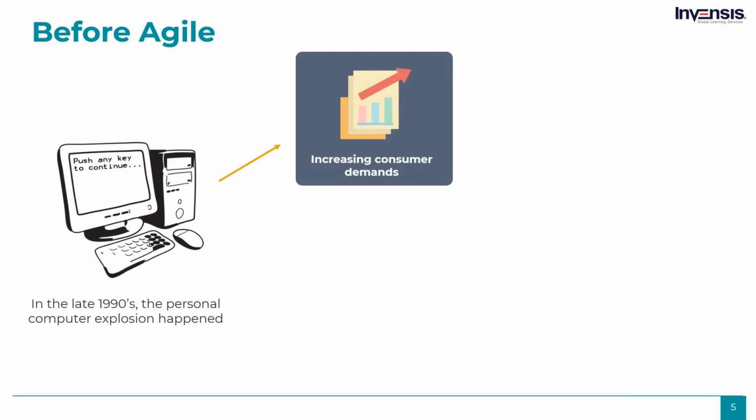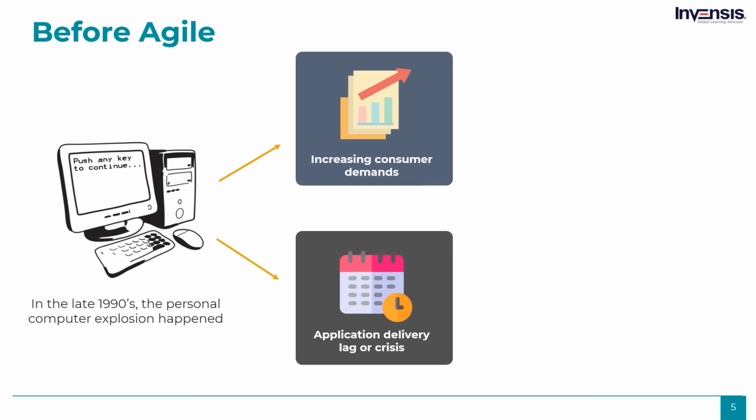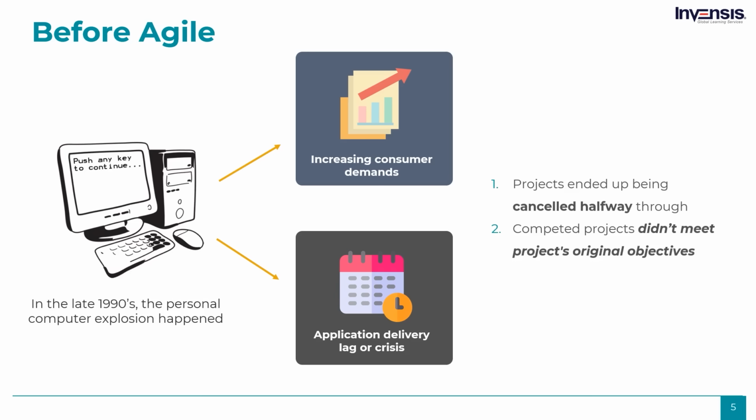The explosion of personal computing meant that product and software development had to undergo changes to meet the increasing consumer demands. Software development faced a bit of a crisis, known as the application development crisis or application delivery lag. Industry experts of that time estimated a 3 years time gap between a business need and actual application. Obviously, within this time lag, requirements, systems, and even entire businesses were likely to change. That meant that projects ended up being cancelled partway through.